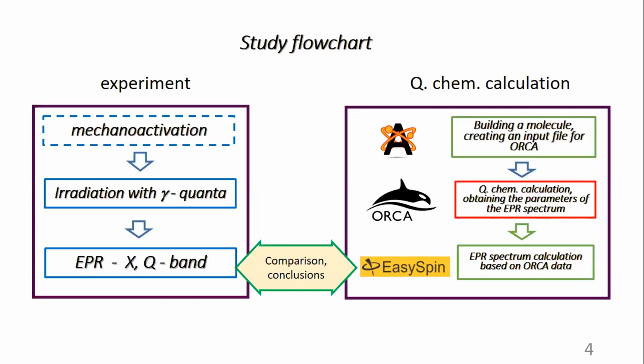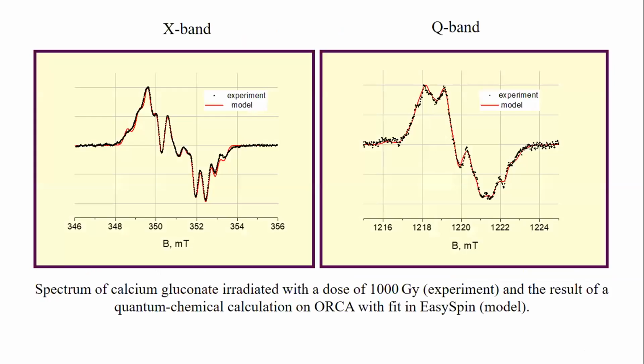The parameters of hyperfine interaction and the g-factors obtained as the results of the quantum chemical calculation were used to decompose the experimental EPR spectra using the EasySpin software. The results of the decomposition of the EPR spectrum in X and Q band of the calcium gluconate samples irradiated with dose 1000 gray is shown in picture. In this graph, black point is experimental spectra and red line is a model spectrum.